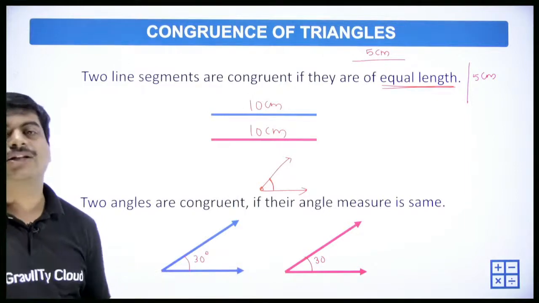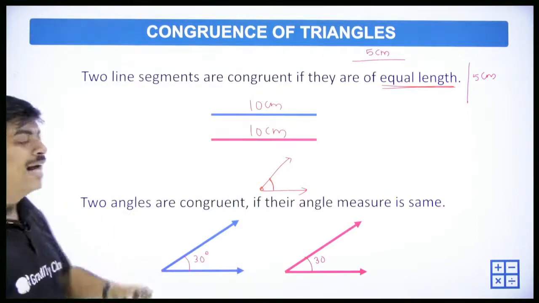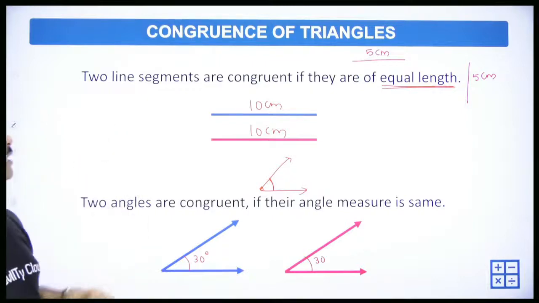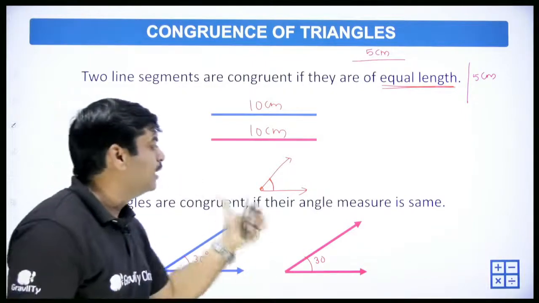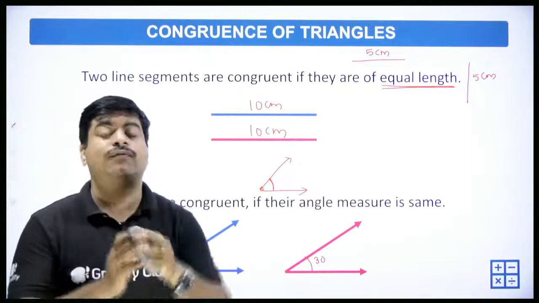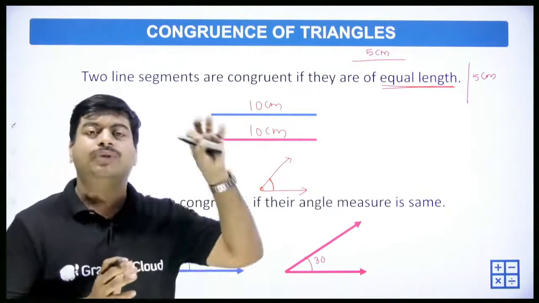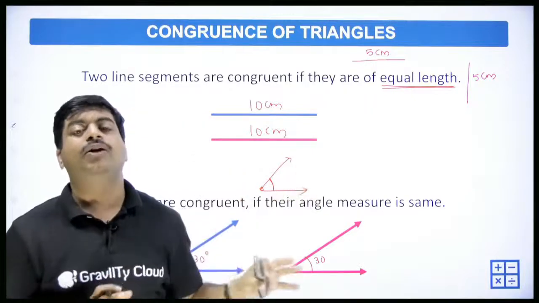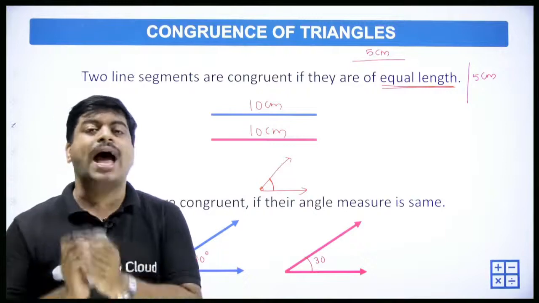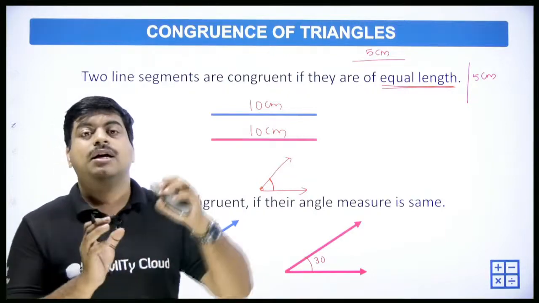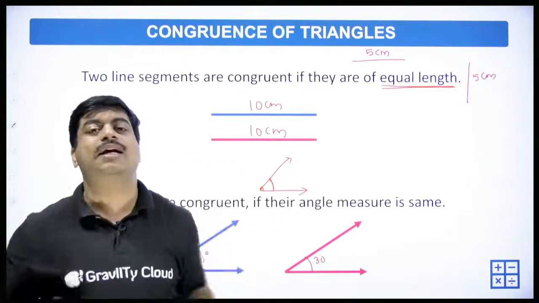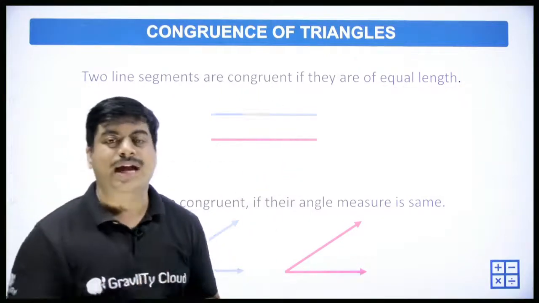That measurement of angle should be the same, then we can say that the angles are congruent. So now you can ask me, sir, why are we discussing all this? Why are we saying congruent in length, congruent in angles? Because to discuss congruence of triangles, how to say whether two triangles are congruent or not, we need to go with congruence of sides as well as congruence of angles. Once we can relate two triangles with congruence of sides or angles, then we can say these two triangles are congruent.